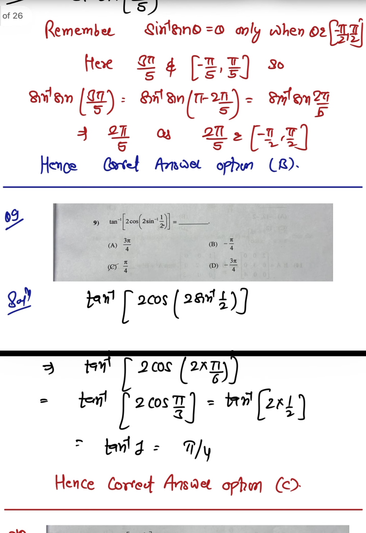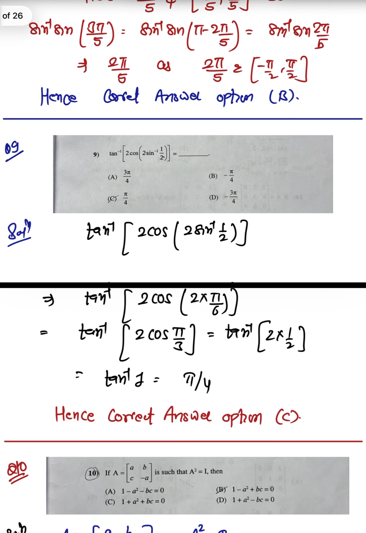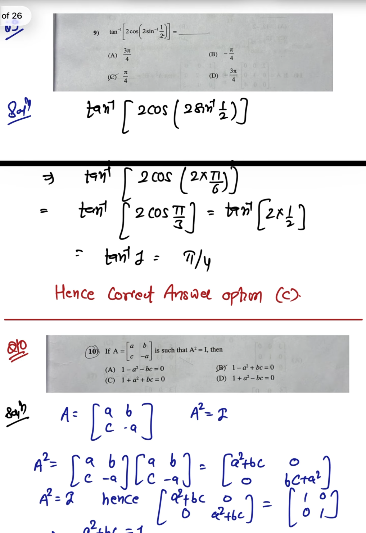Okay, problem number 9, that is tan inverse of 2 cos 2 sine inverse 1 by 2. Here sine inverse 1 by 2 is 30 degrees. 30 multiplied by 2, you will get 60 degrees, and cos 60 is again 1 by 2, which multiplied by 2 gives 1, so you will get tan inverse 1. The answer will be pi by 4, 45 degrees. Hence option C is correct.